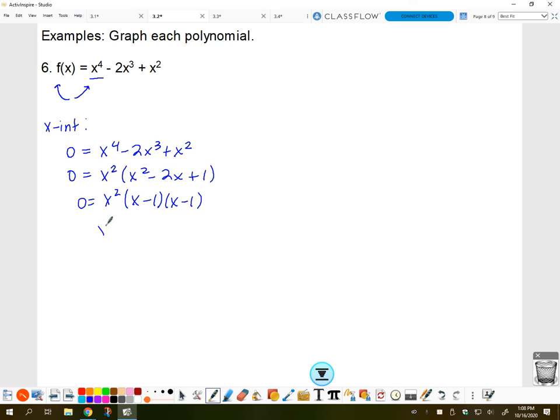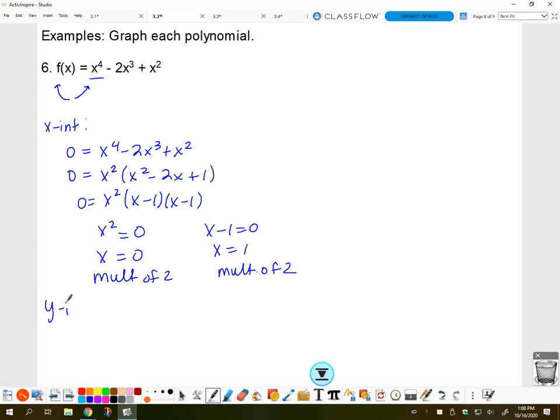Alright, so we get x squared equals 0. So x is 0, which has a multiplicity of 2. And you have this x minus 1 equals 0, so x equals 1, and that happened twice. So that also has a multiplicity of 2.